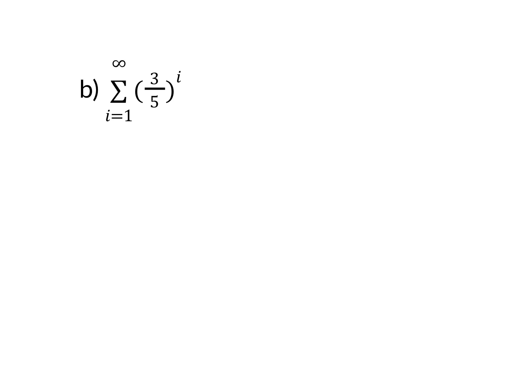Letter B, I'm going to do the same thing. I need to find my a sub 1, my first term, and I need to find my rate. So first term, I'm going to plug in 1 where I see I. So that means my first term is just 3/5. My common ratio is going to be the base of my exponent here. So my common ratio is 3/5 as well.